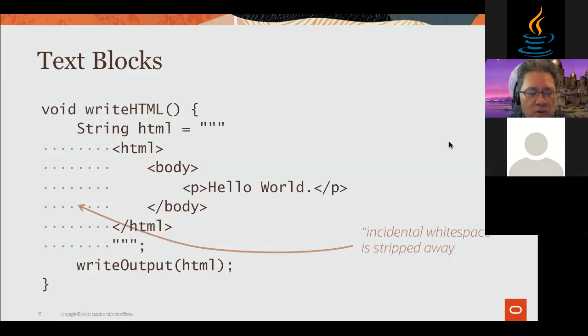The reason for this is, suppose you paste this code somewhere else and it happens to be at a greater level of indentation. You don't want the resulting string literal to have a different value because of this incidental white space. So the compiler has a rule built into it about determining what incidental white space is. There is no white space to the left of the HTML tag, but there is white space to the left of the body tag, and that is the white space that pushes it to the right relative to where the HTML tag begins.